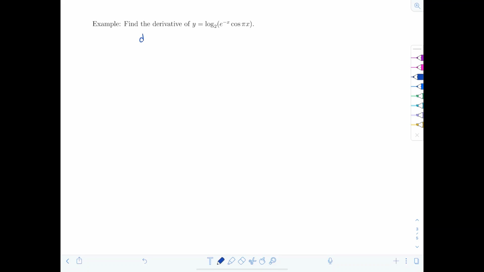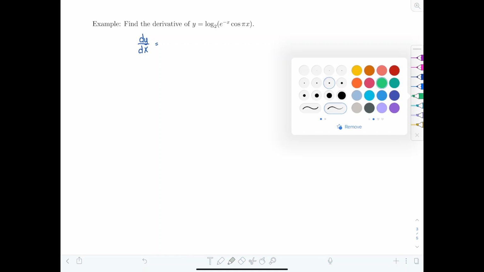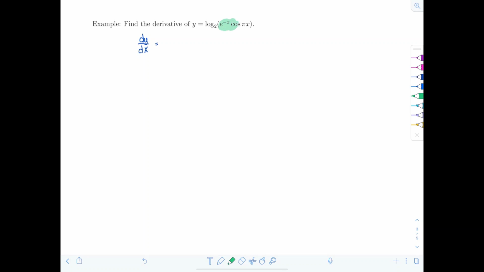All right, so here we go. So dy dx is going to equal, I have log base 2 of all of this stuff. So the stuff goes in the denominator. So I have 1 over e to the negative x cosine of pi x. And then remember, the base is not e in this problem, so I have to multiply by ln of 2. Right? If the base isn't e, you throw in ln of whatever that base is into the denominator.